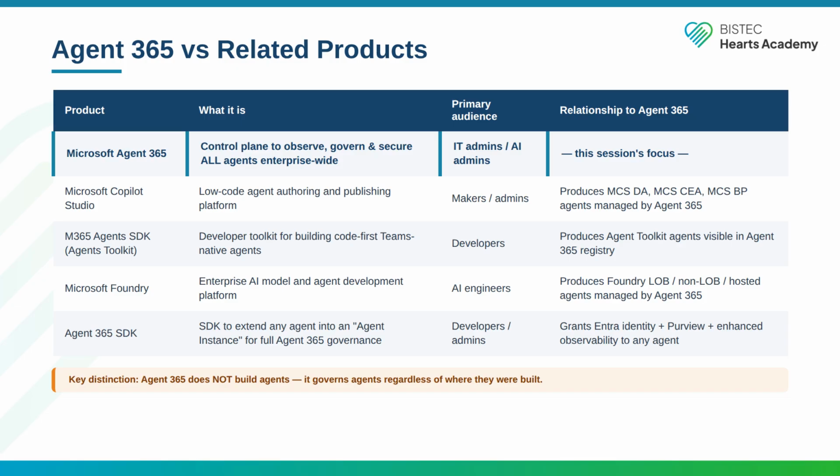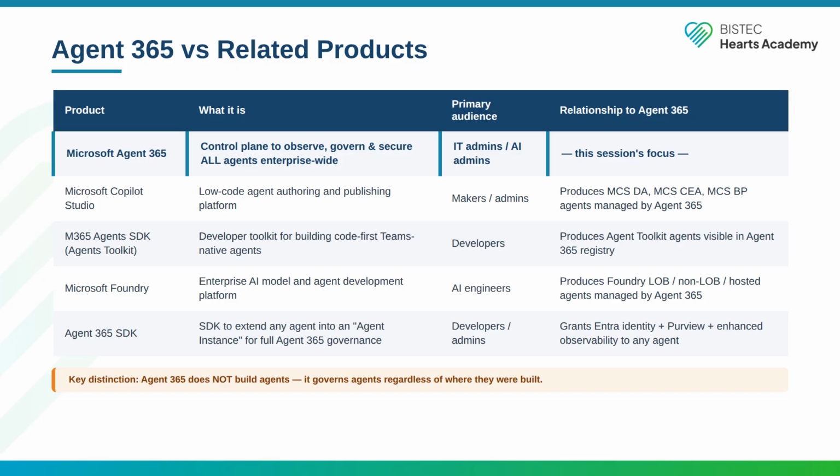The M365 Agents SDK, also known as the Agents Toolkit, is the developer toolkit for building code-first Teams native agents. Agents built with it appear in the registry as Agent Toolkit type. Microsoft Foundry is the enterprise AI model and agent development platform for AI engineers. Foundry agents appear in the registry as Foundry LOB, Foundry non-LOB, or Foundry hosted depending on how they were created.